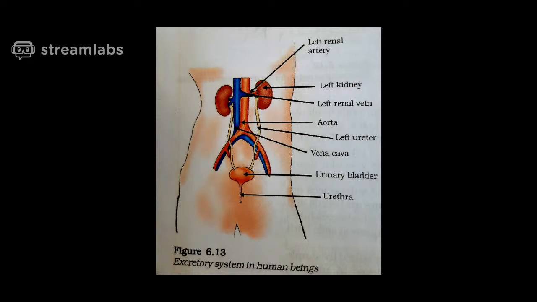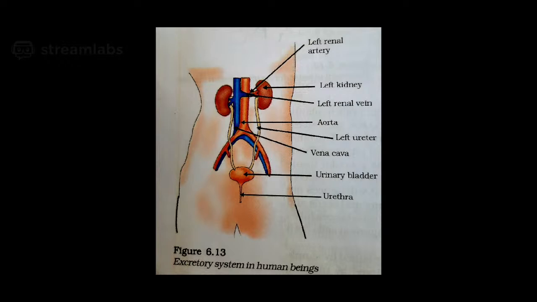The kidneys remove the nitrogenous waste, which mixes with water, and that is known as urine. And urine is collected by the ureters, and that is collected in the urinary bladder, and finally removed by the urethra. This is how the nitrogenous waste is removed in our body, human bodies.